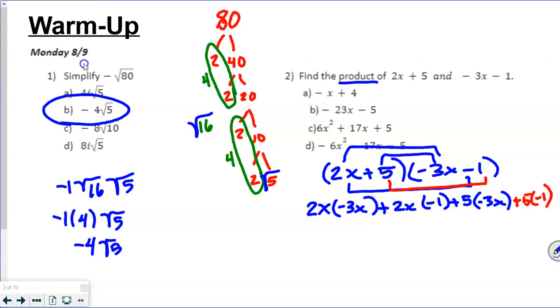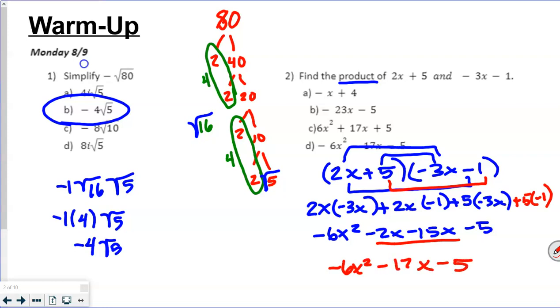So we're just going to keep simplifying this. This is going to be 2x times negative 3x. It's going to be negative 6x squared, right? 2x times negative 1, that's negative 2x. 5 times negative 3x is negative 15x. And then we've got 5 times negative 1, and that's minus 5. So here again, hopefully you see that these are like terms, so we've got to combine them. So our answer is going to be negative 6x squared minus 17x minus 5. So I'm going to erase this right here so we can see all of our answers. And it looks to me like our answer is indeed D.